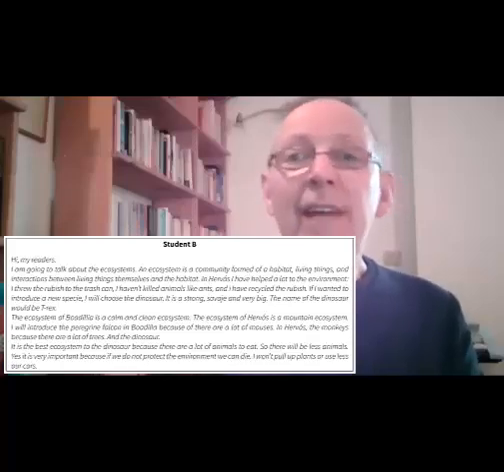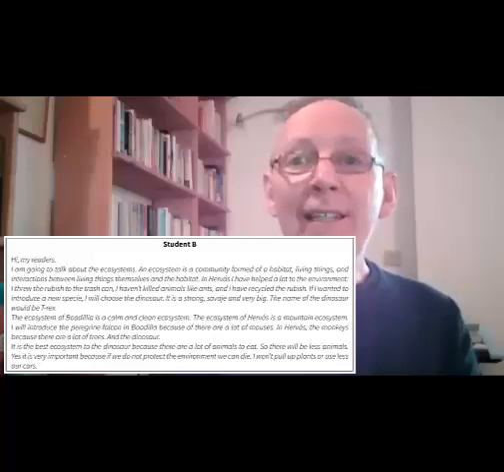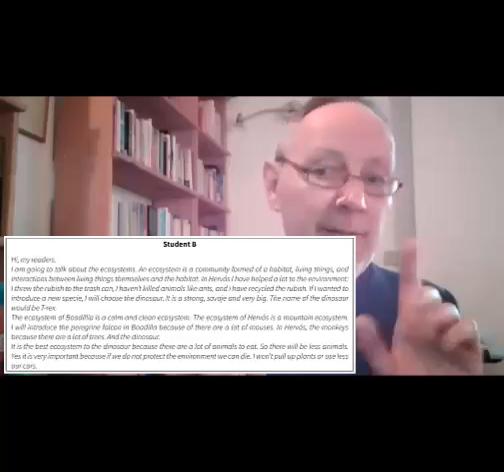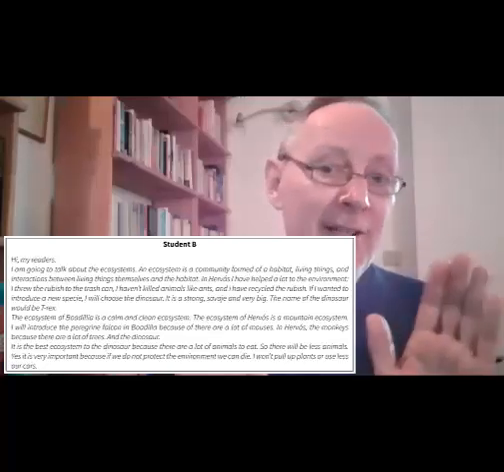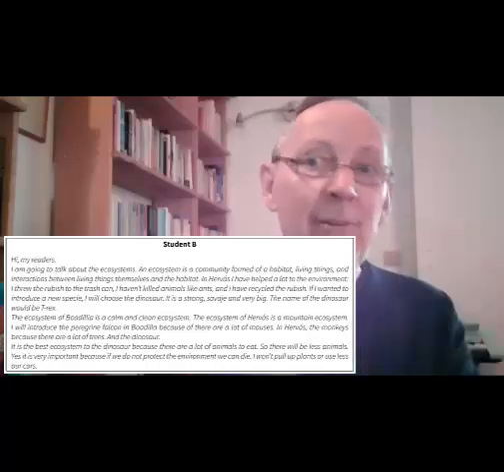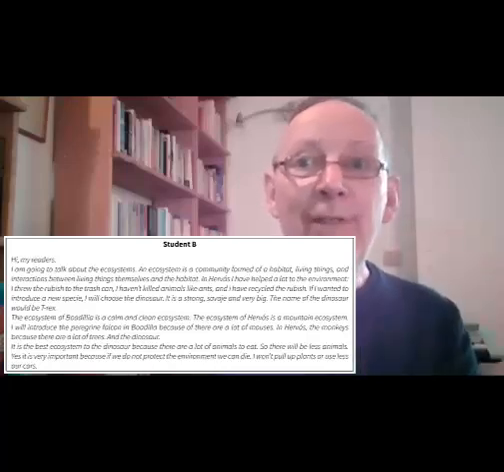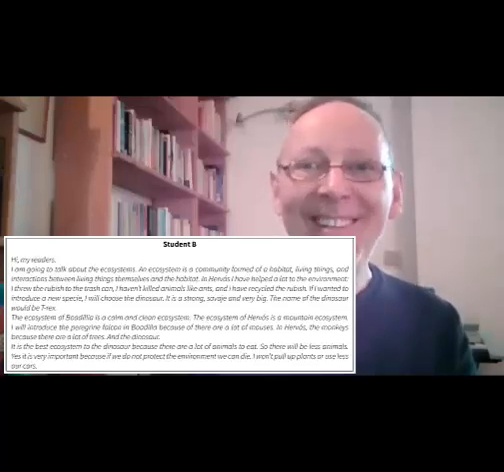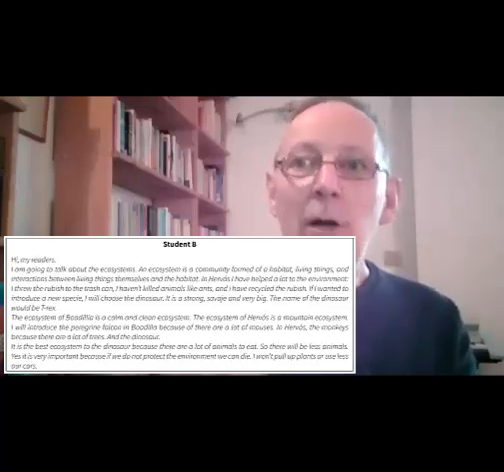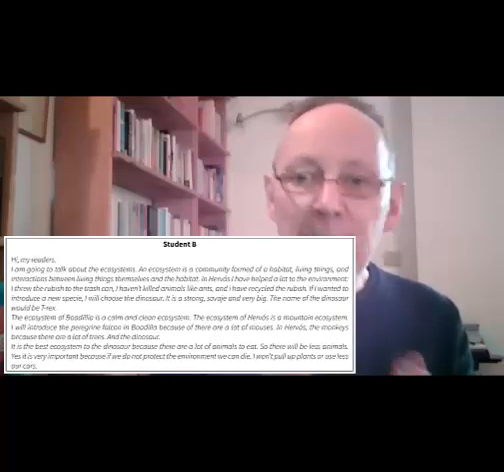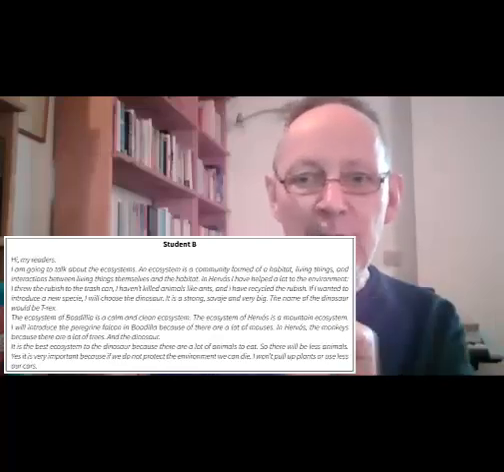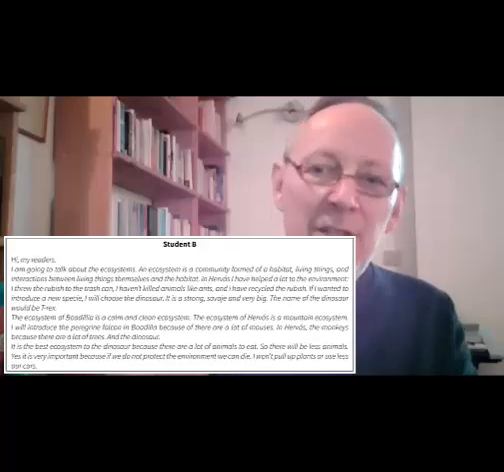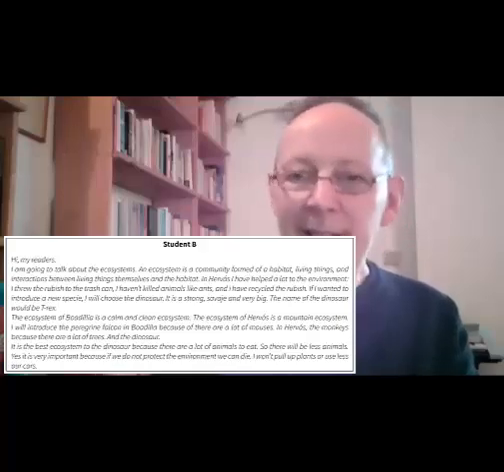The ecosystem of Boadilla is a calm and clean ecosystem. The ecosystem of Hervas is a mountain ecosystem. Aha. Classification, categorization, contrasting the 2 towns. I will introduce the peregrine falcon in Boadilla because there are a lot of mouses. Explanation, because it uses cause and consequence. If there's a because, if there's a causal marker, then it's explanation.